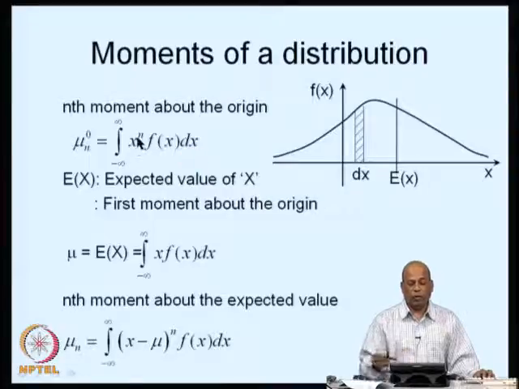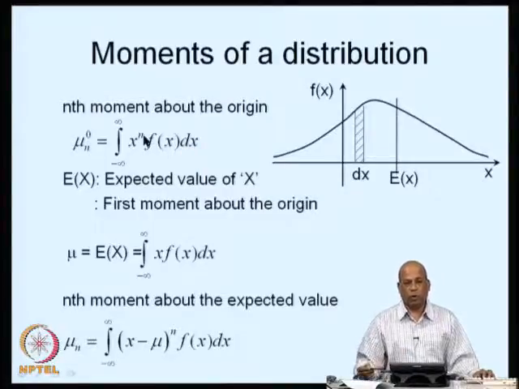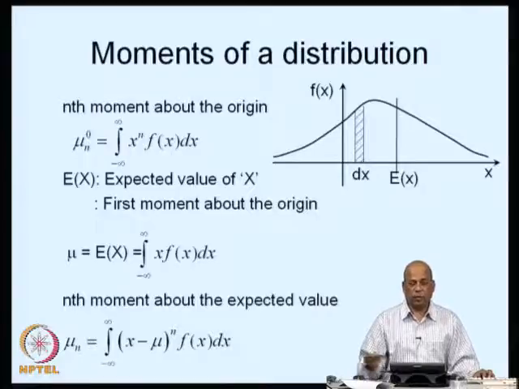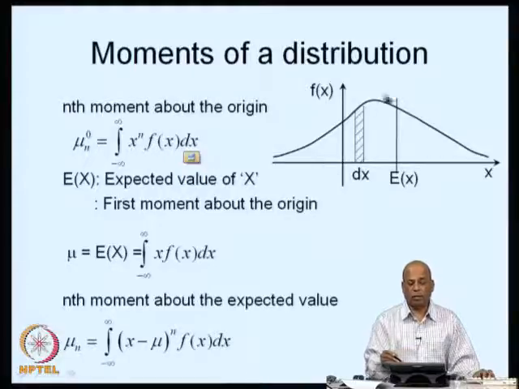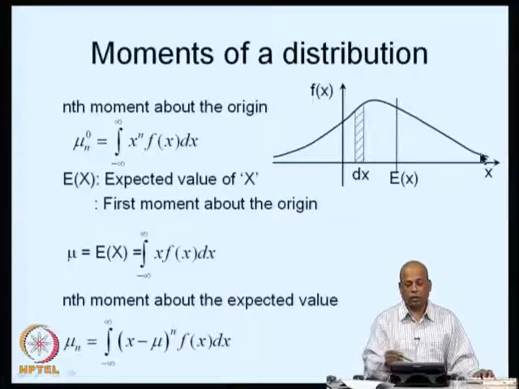Before that, what happens when n is equal to 0? That means we are talking about the 0th moment. What happens when n is equal to 0? It is the integral from minus infinity to plus infinity of x to the power 0, which is 1, times f of x dx. That will turn out to be 1, because that is the area under f of x.